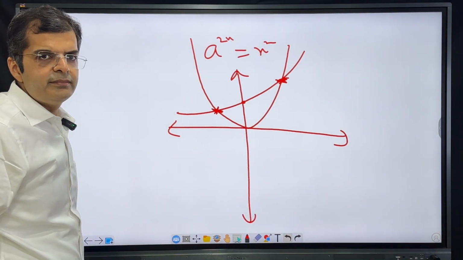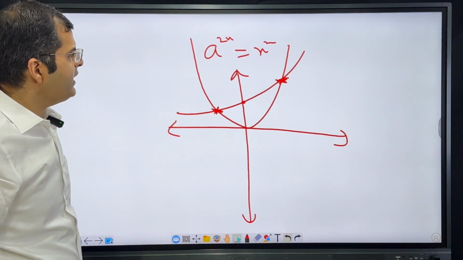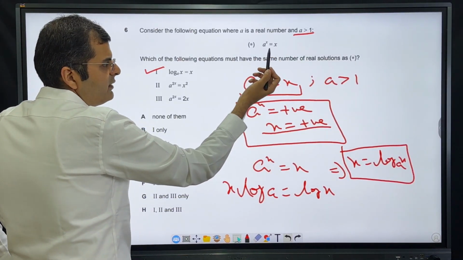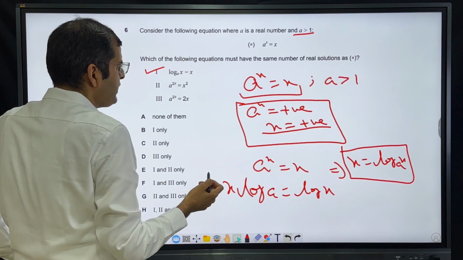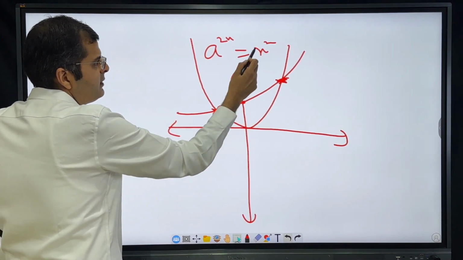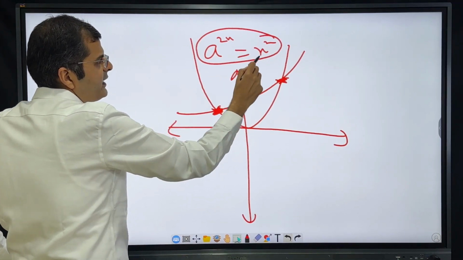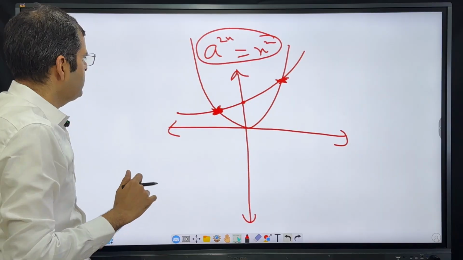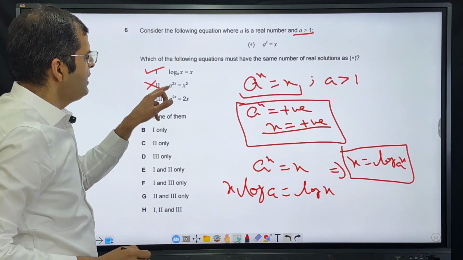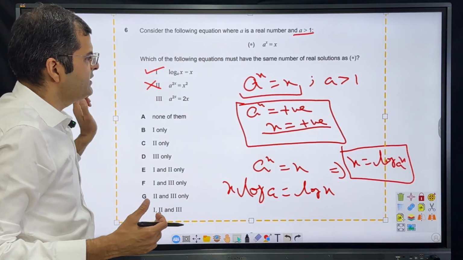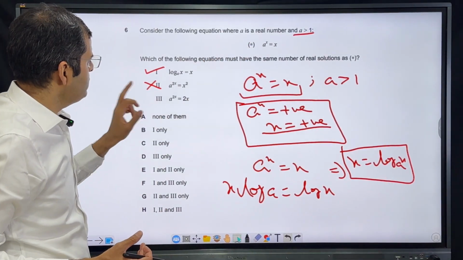Now in the first situation, x was never negative, so you would never have got a solution where x was negative. But in this case, with a negative value of x, you are still getting a solution. So this is not correct, because here a negative x will give me a solution, while there x is always positive. We have already established that.